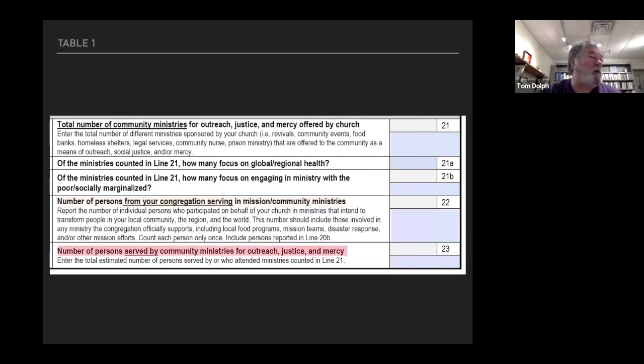This is those who are served by your mission ministries. If you have a food bank and you feed 200 people weekly, that would be 200. If you have a food bank, a clothes closet, and a tutoring program, each with 100 participants, that would be 300. So these are for the number of people served.